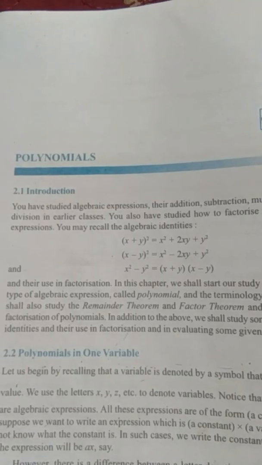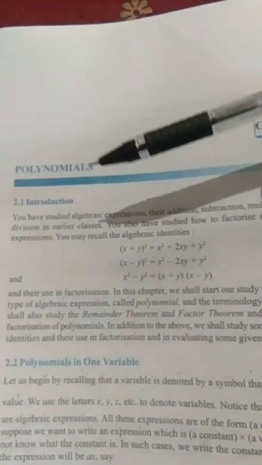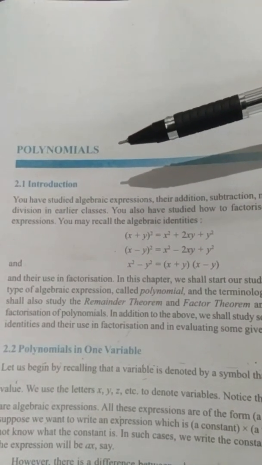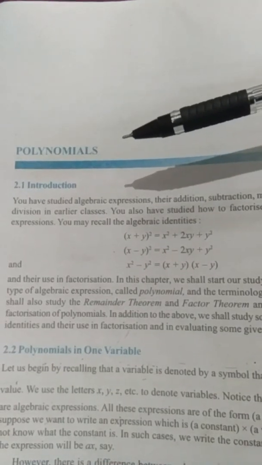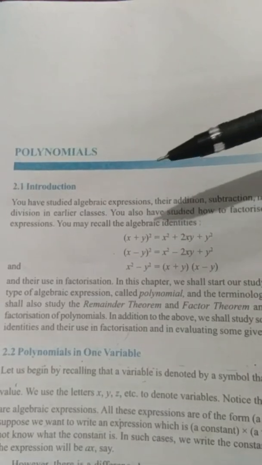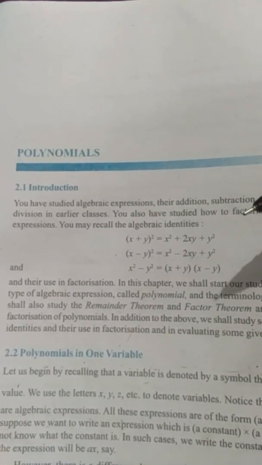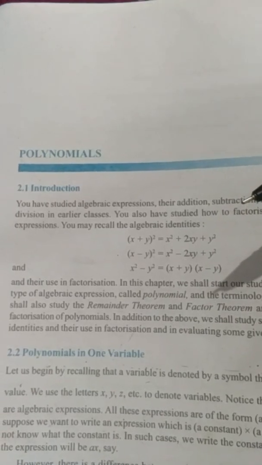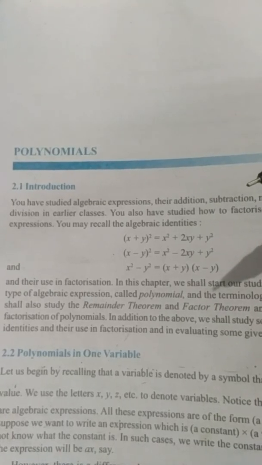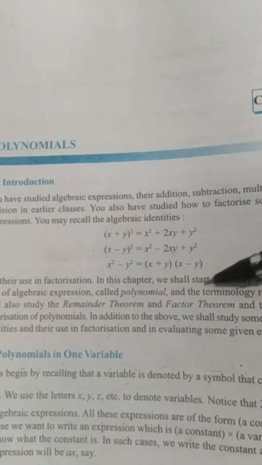Today we are discussing the second chapter, that is polynomials. You already know about polynomials. We have many types of polynomials: monomials, binomials, trinomials, and linear polynomials, quadratic polynomials, cubic polynomials, etc. We already discussed all these things in your earlier classes. Just look here, some basic identities are there.